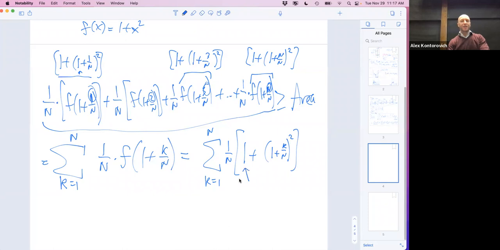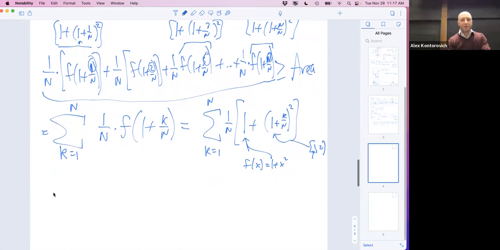So these are different 1 pluses. This 1 plus is because f of x is 1 plus x squared. This 1 plus is because we're on the interval 1 to 2, and we start at 1. So this is a typical point in the interval 1 to 2 that's been chopped up into n equal pieces. Does that make sense? Those are two different 1 pluses. They're both 1 pluses.